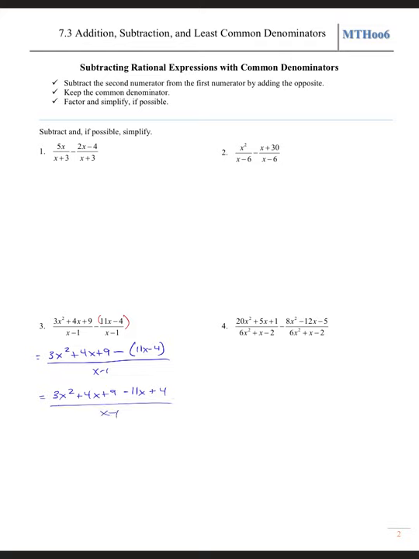Over the x minus 1. Now we can combine like terms. So 3x squared, this would be minus 7x, and then plus 13, and then divided by x minus 1. And then we have to see if that numerator will factor.